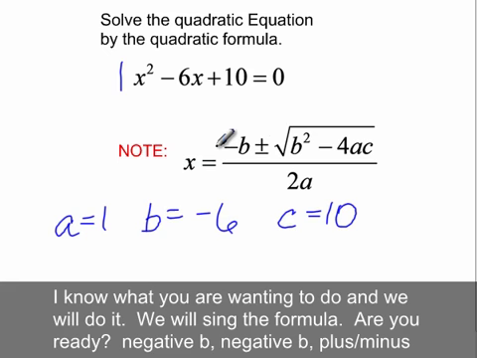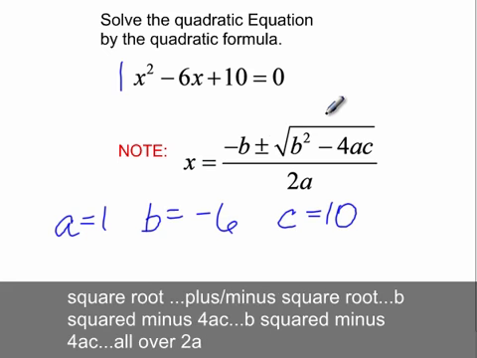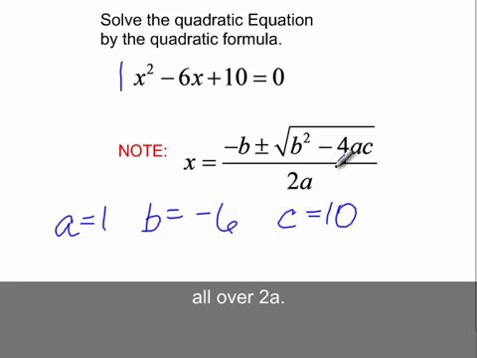Negative b, plus minus square root, b squared minus 4ac, b squared minus 4ac, all over 2a, all over 2a.